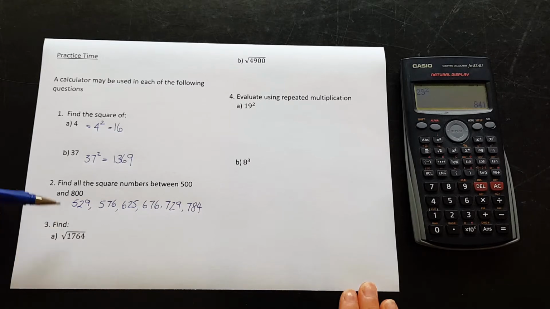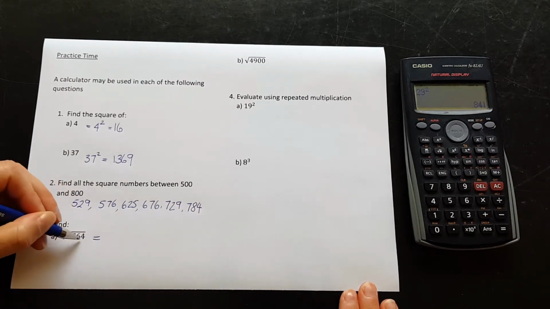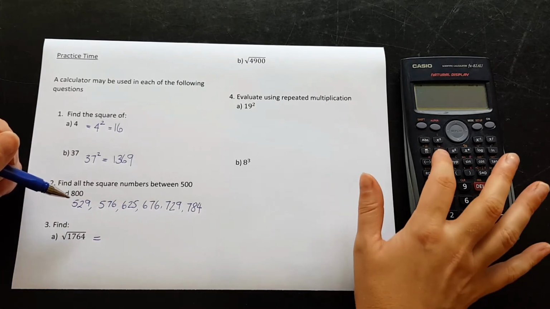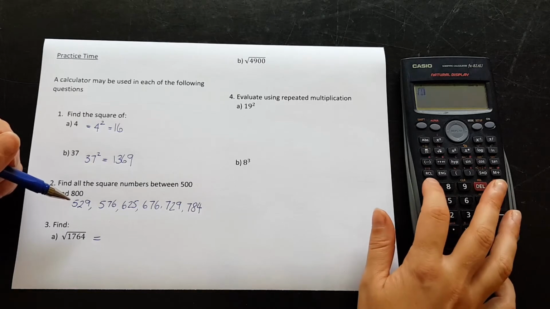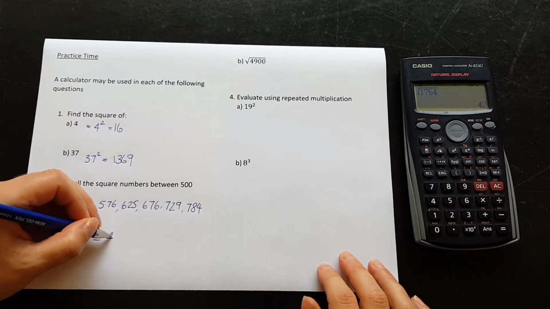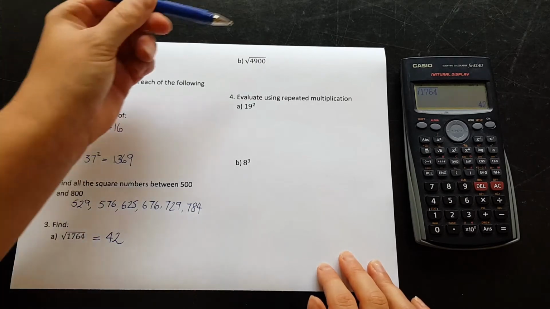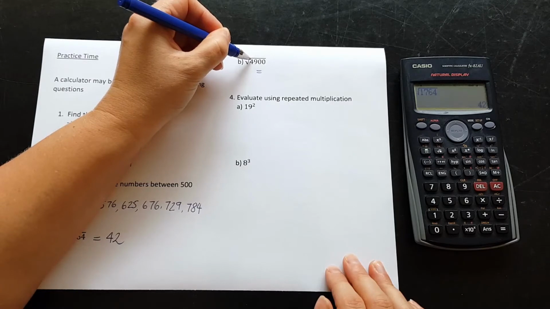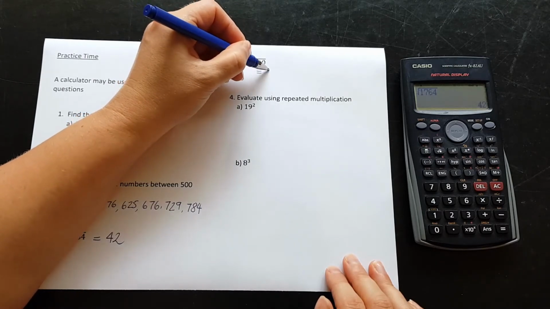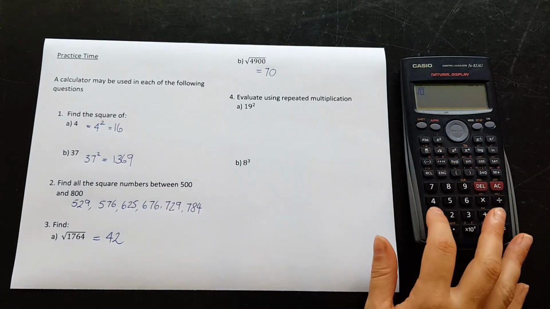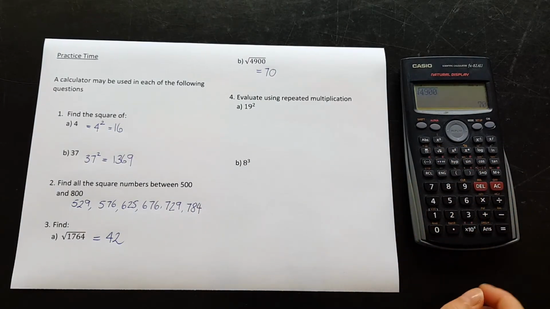Question 3, find the square root of 1,764. Okay, this is not a nice number to square root, so we're going to need the calculator for this one. Square root button, 1764 equals 42. And B, that one is a nice one that we can do. We can square root the 49. The square root of 49 is 7, and halve the zeros will be 70. You're always welcome to check that while you're practicing, just to make sure. There it is.